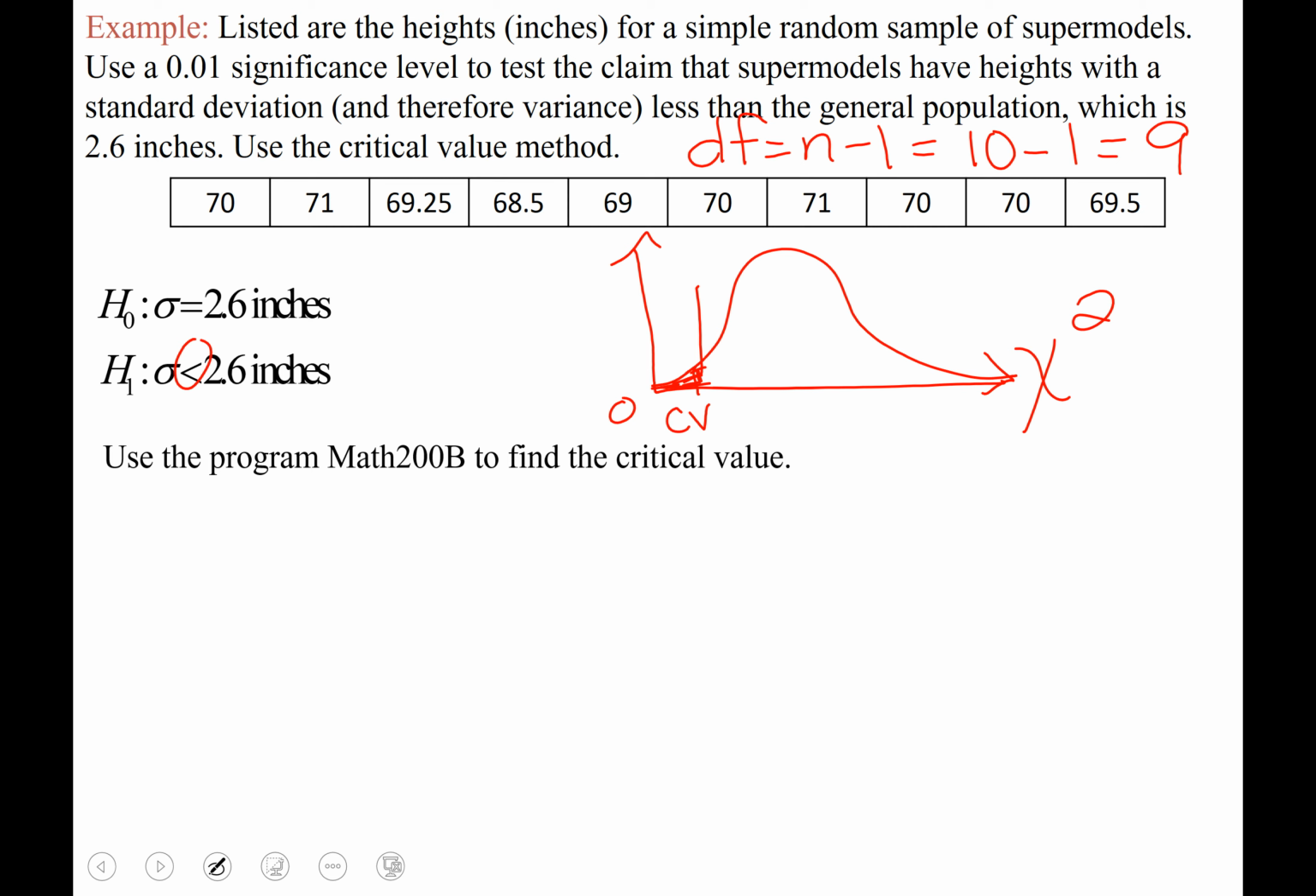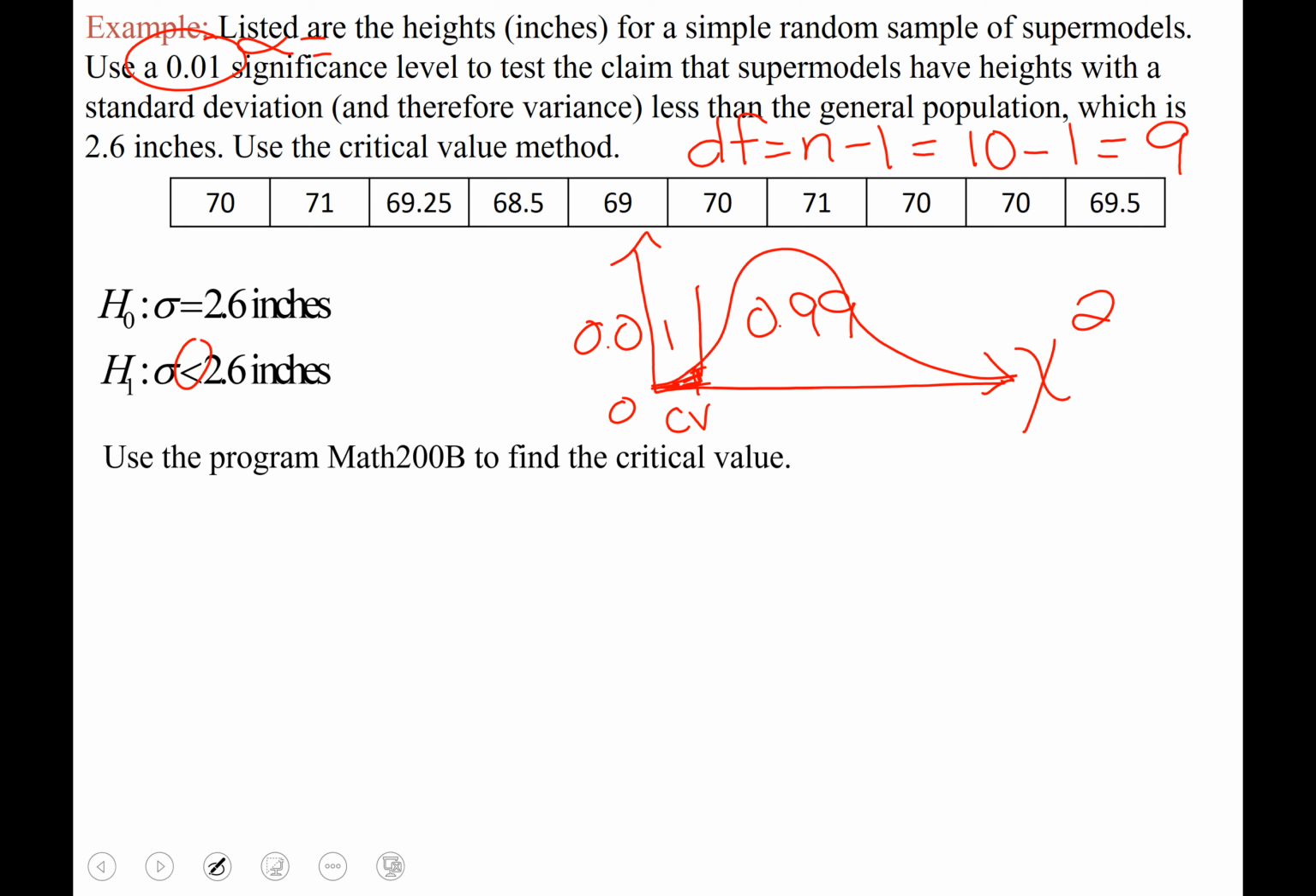Okay, well let's label our areas then. Our significance level of alpha is 0.01, and that is the shaded region. And therefore the complement for the unshaded region would be 0.99. Okay, so the area in the right tail, or to the right of the critical value, I should say, is 0.99. Enter that, and then just wait a moment.